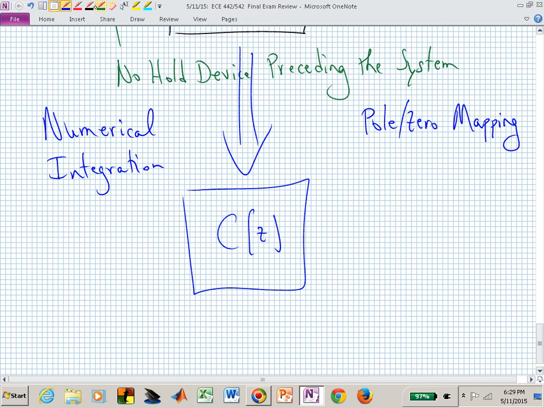In the numerical integration, we had three that we looked at. We looked at the forward numerical integration approach, and that really meant that we were replacing the S variable with Z minus 1 over T. We also had the backward approach. If we're starting with capital C of S, we simply replace S everywhere with a different expression in Z. It's now the same numerator, Z minus 1 factor, but now it's T divided by Z. That was the backward approach.